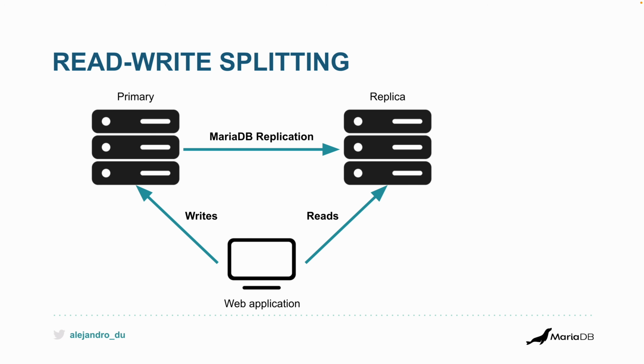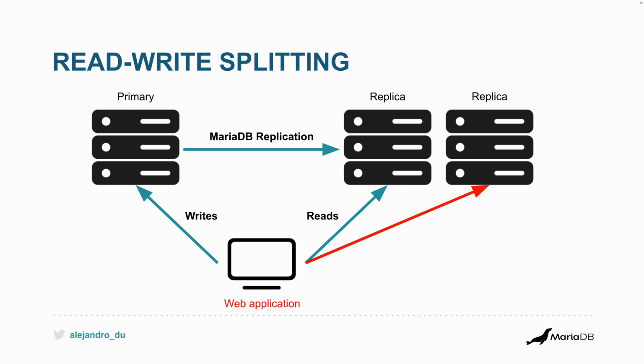You can scale horizontally the reads by adding more replicas, okay? And then you do load balancing between these replicas. So you can handle more and more reads. And you can do the opposite. You can remove a replica when you don't need it to save costs, for example.